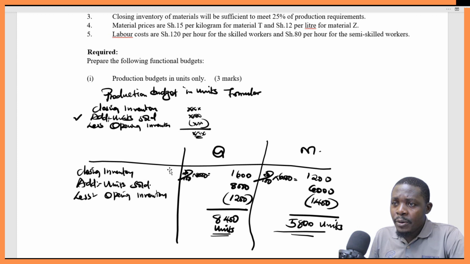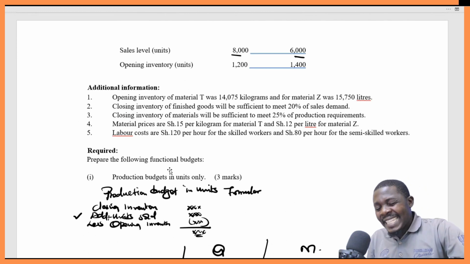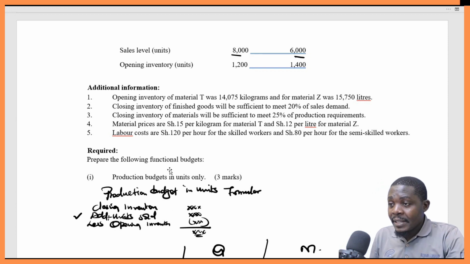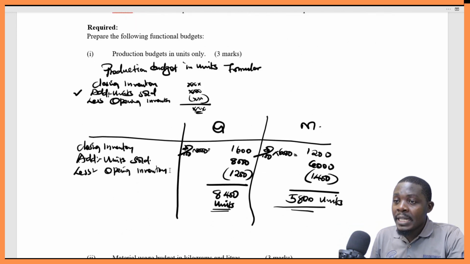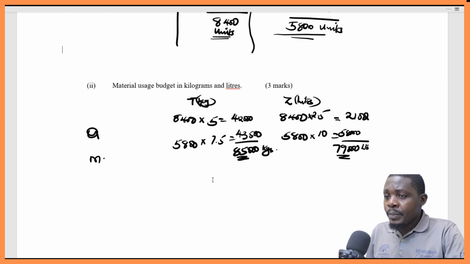The only thing that you have not been asked in this case is to determine the sales budget, because we are not given the selling price per unit. I guess that's the reason why you are not asked to prepare the sales budget. That's how it's supposed to be done. That's question number 5 of December 2022.